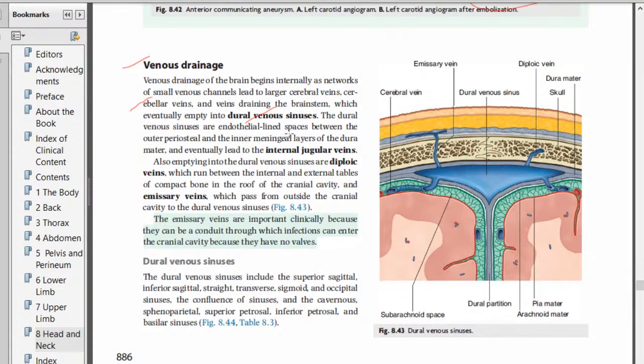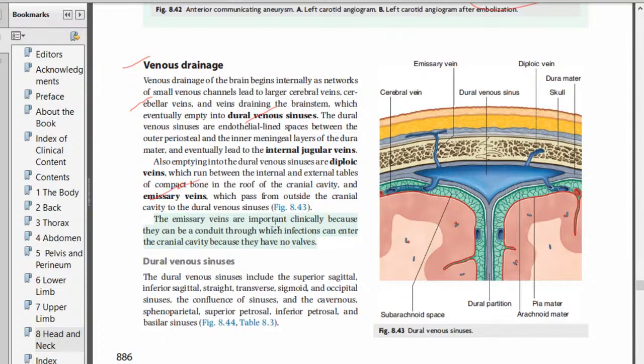The dural venous sinuses are interstitial spaces between the outer periosteal and inner meningeal layers, emptying into the internal jugular veins. Also emptying into the dural venous sinus is the diploic vein, which runs between the internal and external tables of the skull bones on the roof of the cranial cavity, and emissary veins, which pass from outside the cranial cavity to the dural venous sinuses.